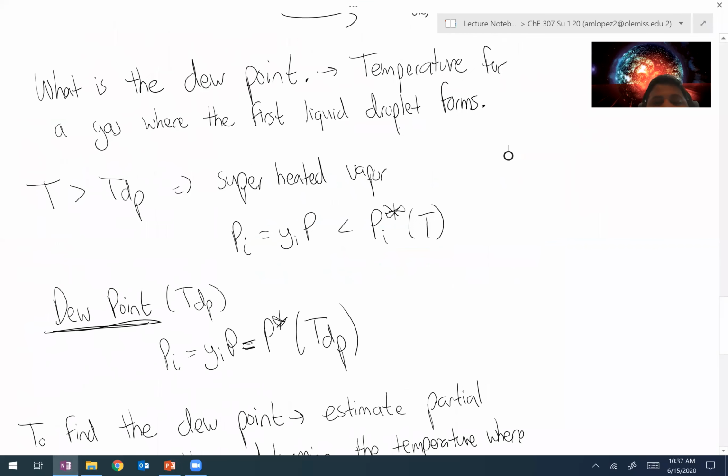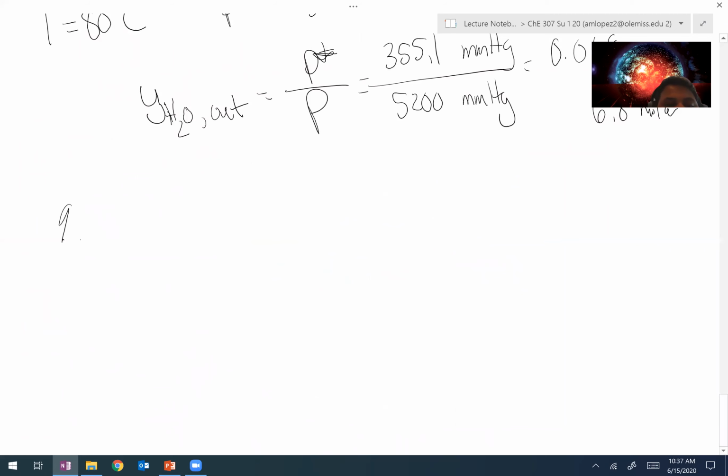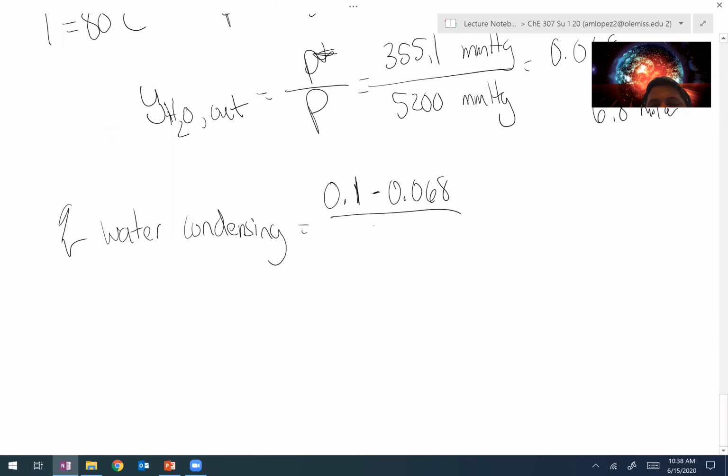To find the percentage of water that leaves, there's a couple ways we can do this. We can take a basis of the feed and move on like that. Or we can just do a quick calculation that says, well, if we had 0.1 coming in, and 0.068 coming out of 0.1, that should give us an idea of the percentage that condenses, which should be about 32%.